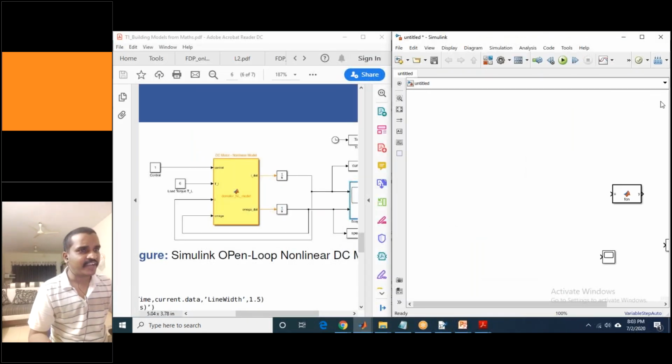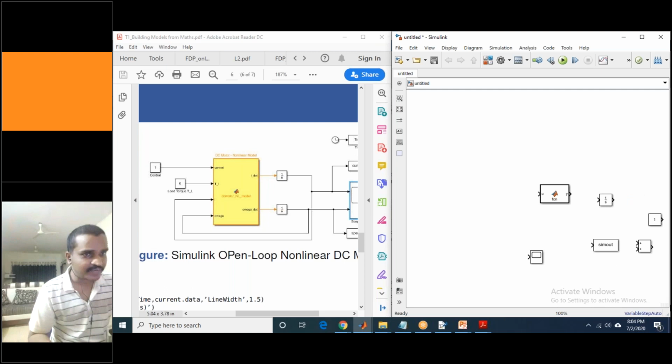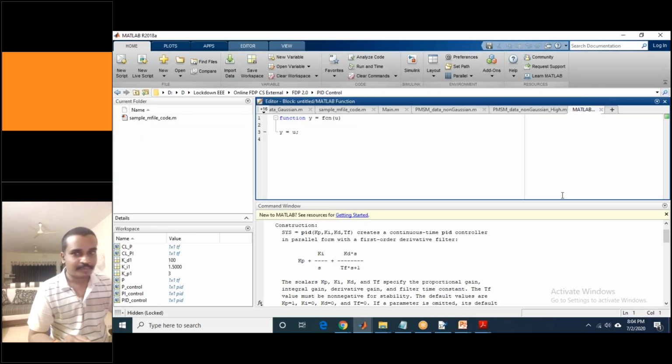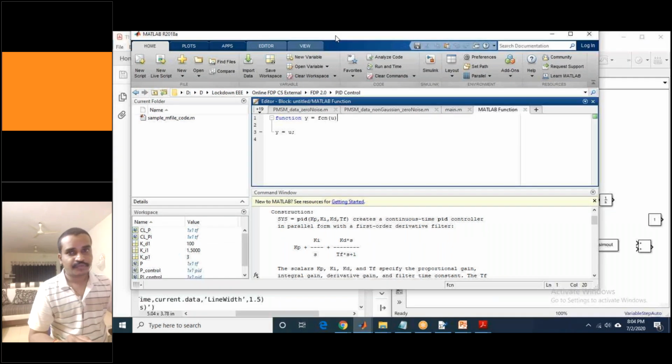Most of you might be aware of this, but since this is a very fundamental thing, some people may not be. I will double click this one. This yellow block is nothing but this. So I will double click it. It will open by default as a function, u equal to function.